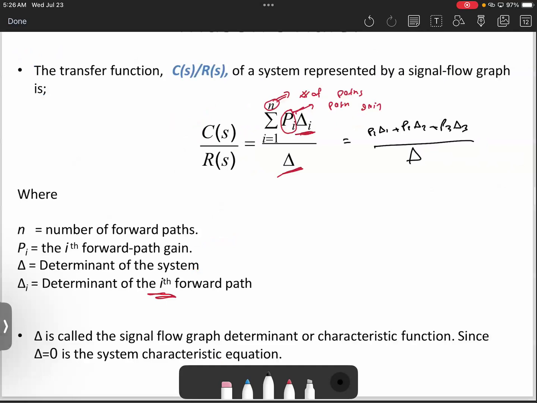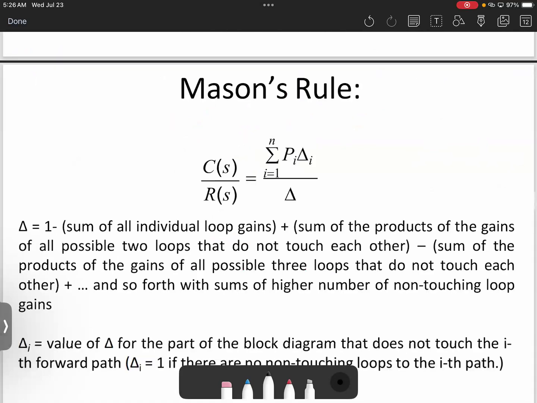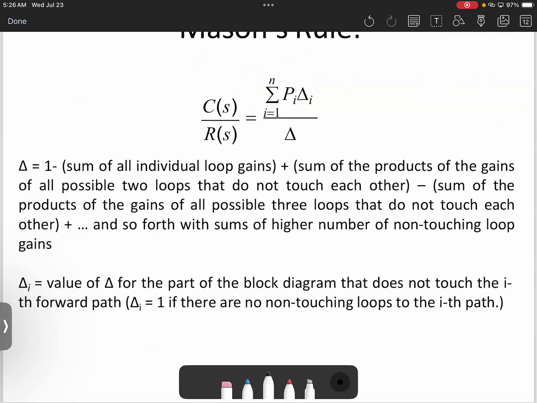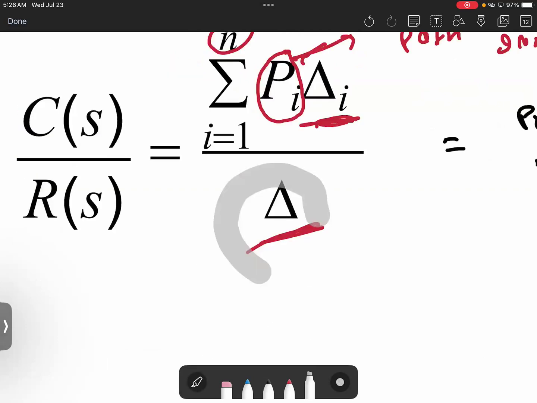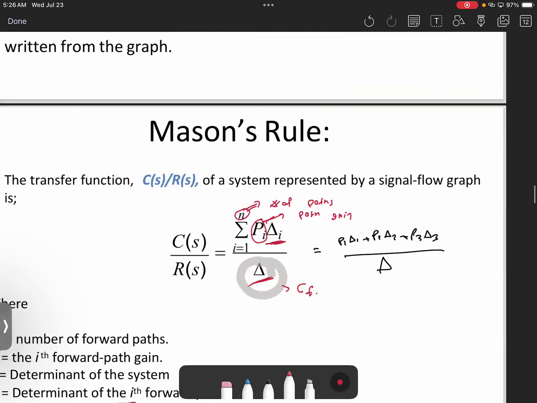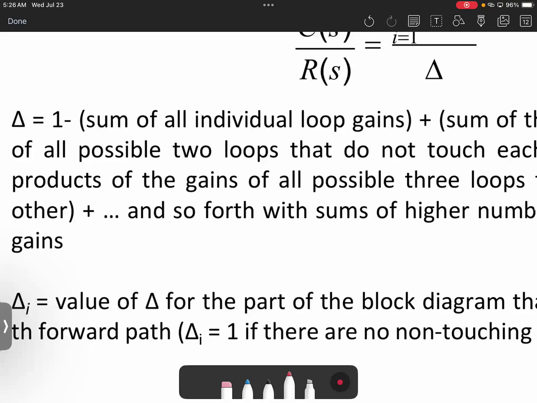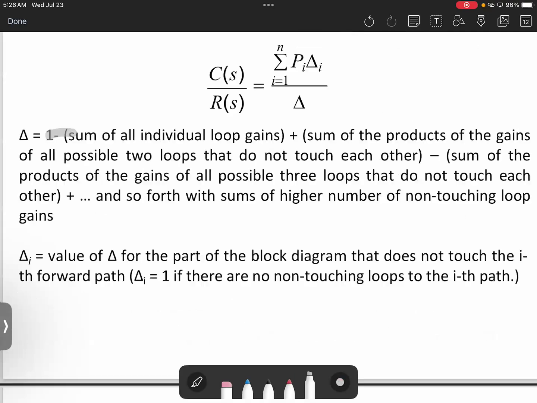How to find the deltas? First, let's calculate delta, then we will figure out how to calculate delta_i. Delta alone, which is in the denominator, is called the characteristic equation. The characteristic equation delta can be found like this: 1 minus the sum of all individual loop gains, plus the sum of the products of the gains of all possible loops that do not touch.